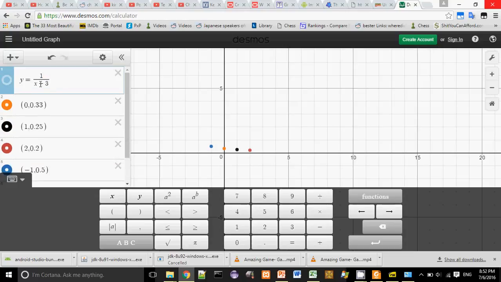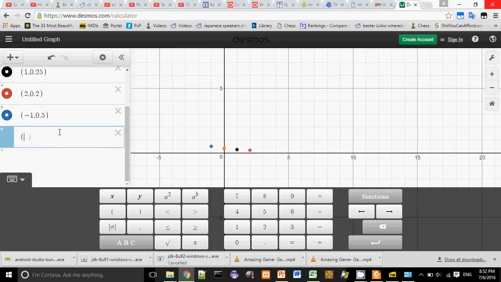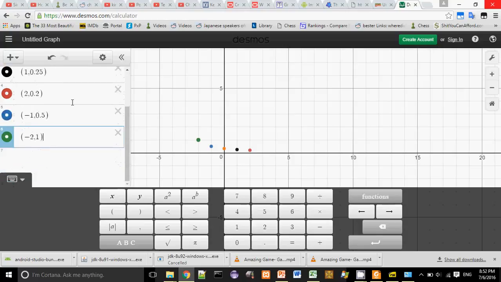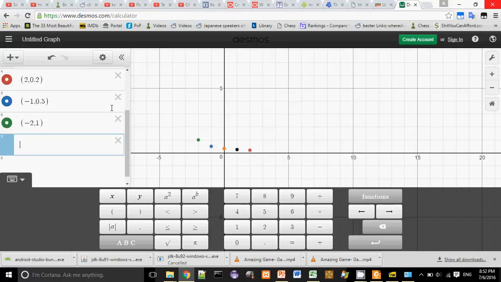You might even know what type it is. Let's try minus 2. Minus 2 plus 3 is just 1. So 1 over 1 is just 1. So minus 2, 1. Now maybe you're getting a bit more of a shape. Let's try minus 3. Minus 3 plus 3 is 0. 1 over 0 is, wait a minute, infinity. Uh-oh.